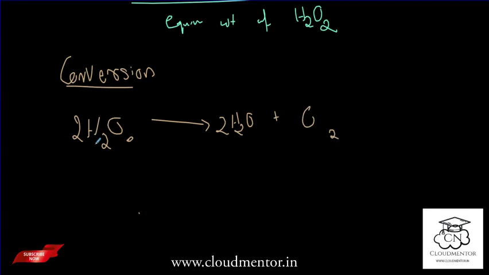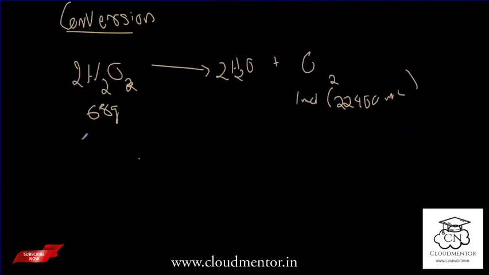If we calculate the gram molecular mass here, 2H2O2 will have 68 grams, that is 2 multiplied by 34. 68 grams of H2O2, when decomposed, gives 1 mole of oxygen. 1 mole of oxygen at STP or NTP will have 22.4 liters, or 22,400 milliliters.